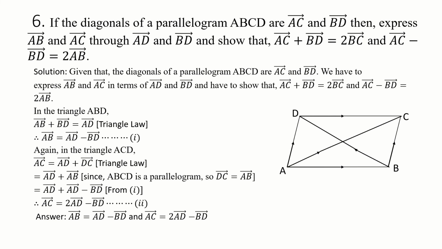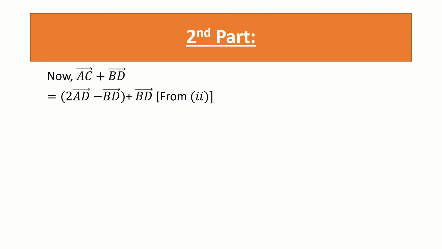Now proof. Second part: given AC vector plus BD vector, with AC equal to 2 into AD vector minus BD vector, plus BD vector. From 2 we have AC vector equal to 2 into AD vector minus BD vector. This equals 2 into AD vector.